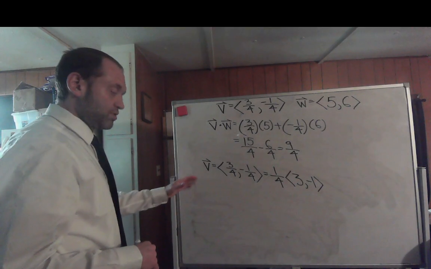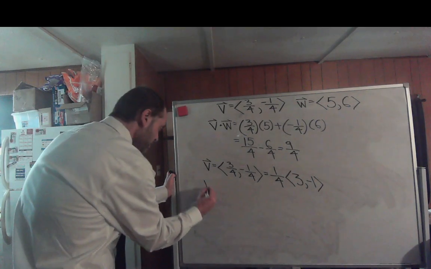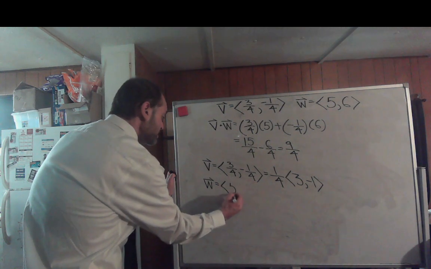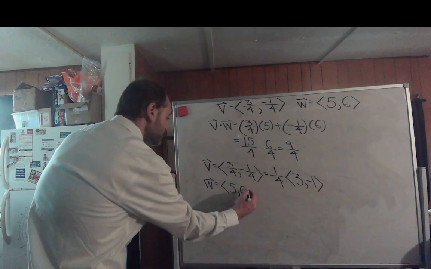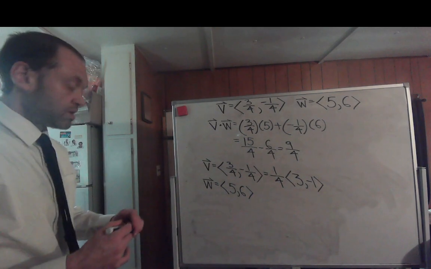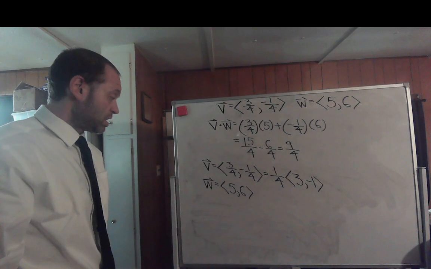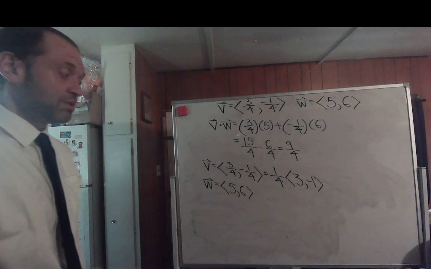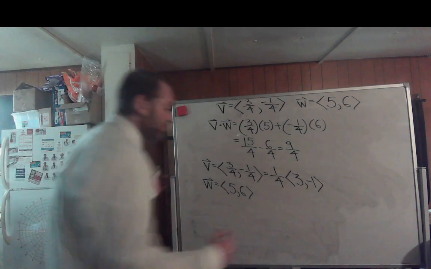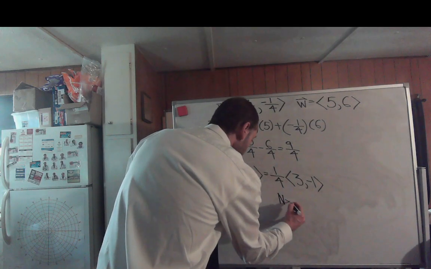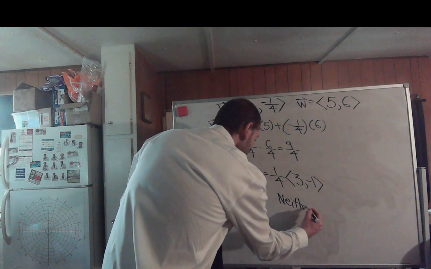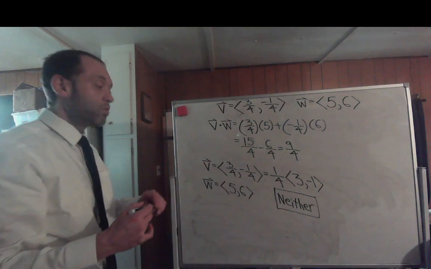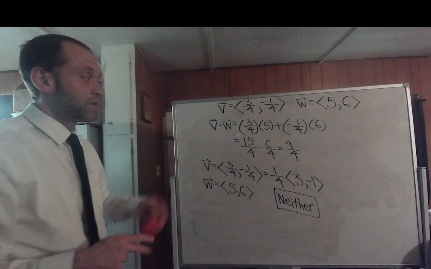Alright, so that's great, but what about vector w? Vector w has components of 5, 6. Well, 5 and 6 don't have a prayer of factoring, not whatsoever, so these aren't even parallel. They are neither in this case. So these two particular vectors are neither orthogonal nor parallel.